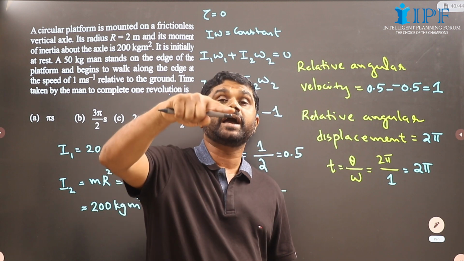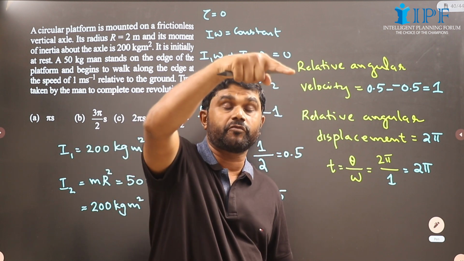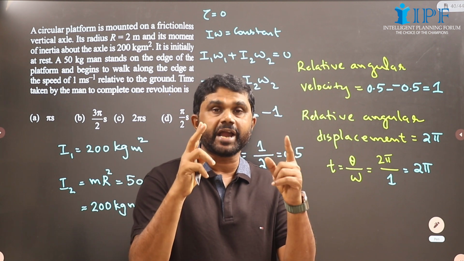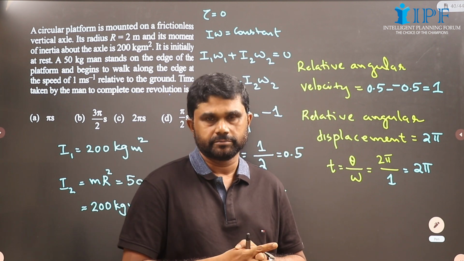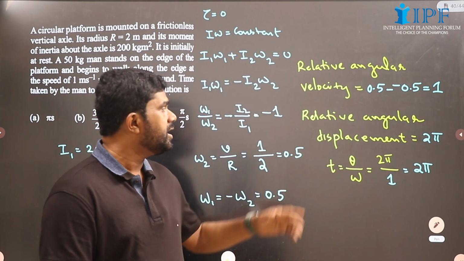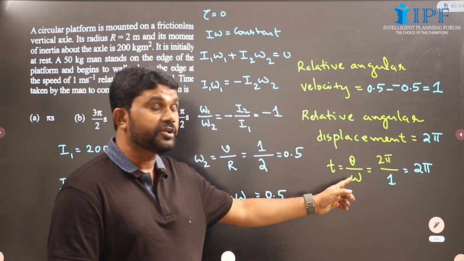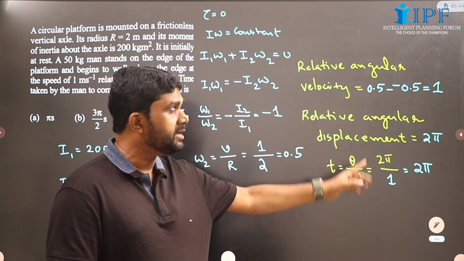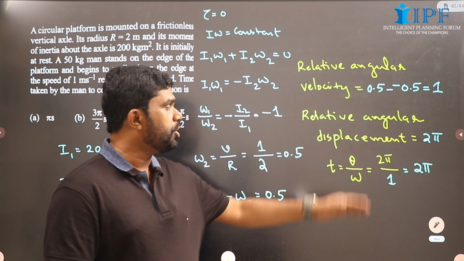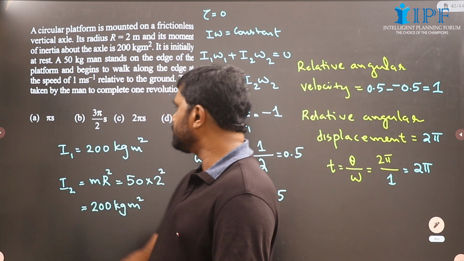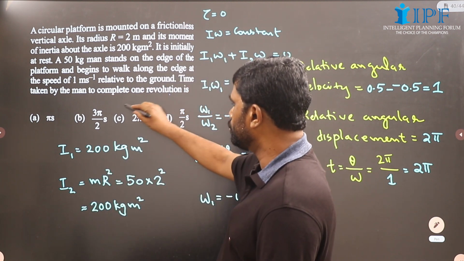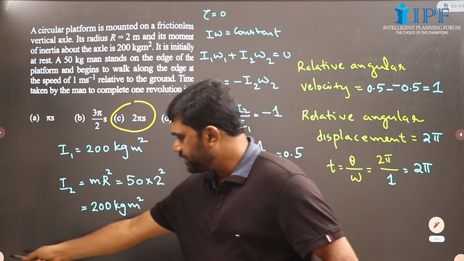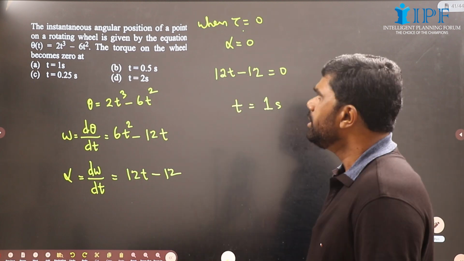As the man completes one revolution, the relative angular displacement will be 2 pi radian. So the time required will be relative angular displacement divided by relative angular velocity. So 2 pi divided by 1, that is equal to 2 pi seconds. So this must be the answer. Now let us see what we have next.